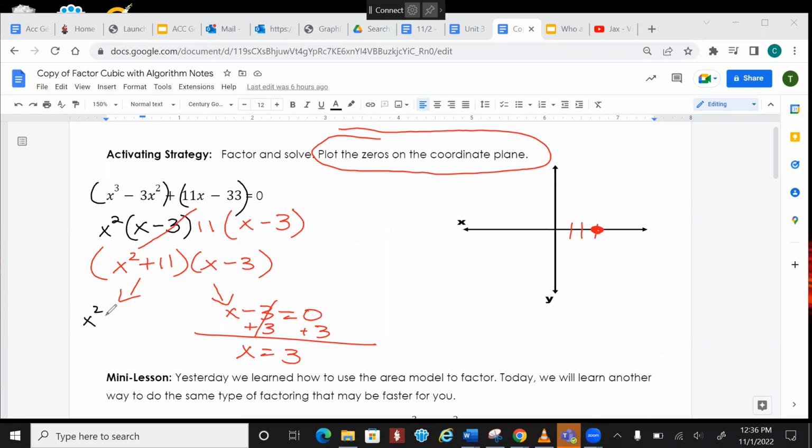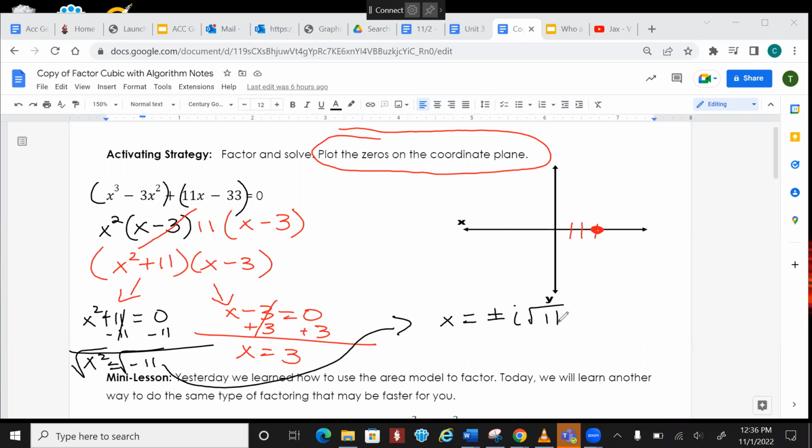So we're going to take x squared plus 11, set it equal to 0. We're going to move that 11 to the other side, and then take the square root. When we did this back with the complex numbers, this turned into x equals plus or minus i square root of 11. Remember, if there's a negative underneath the radical, that means we're going to have an imaginary solution.